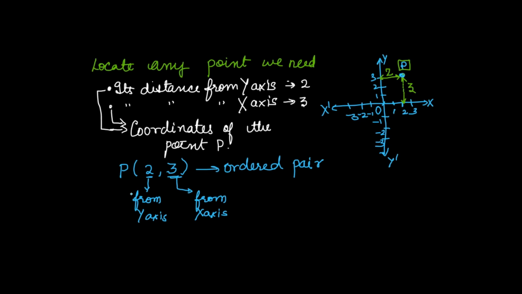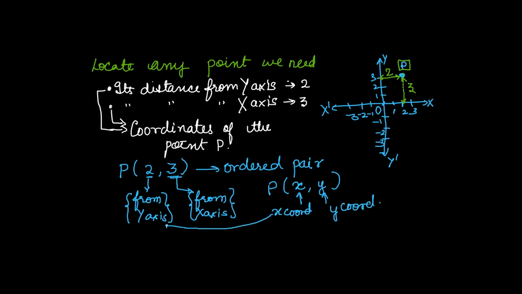It means that the distance from the y-axis has to be written first and the distance from the x-axis has to be written second. So if we have a point P, then it always has to be written as (x, y), where x is nothing but the x coordinate and y is called the y coordinate. The x coordinate is the distance of the point from the y-axis and the y coordinate is the distance of the point from the x-axis. Okay, what does ordered pair mean?